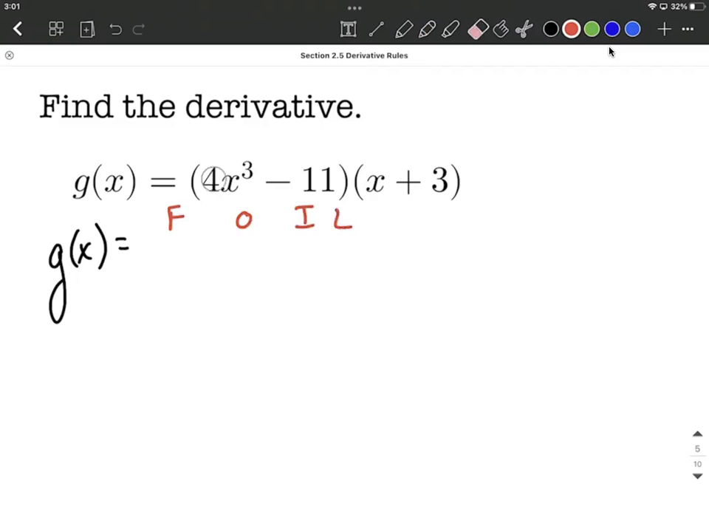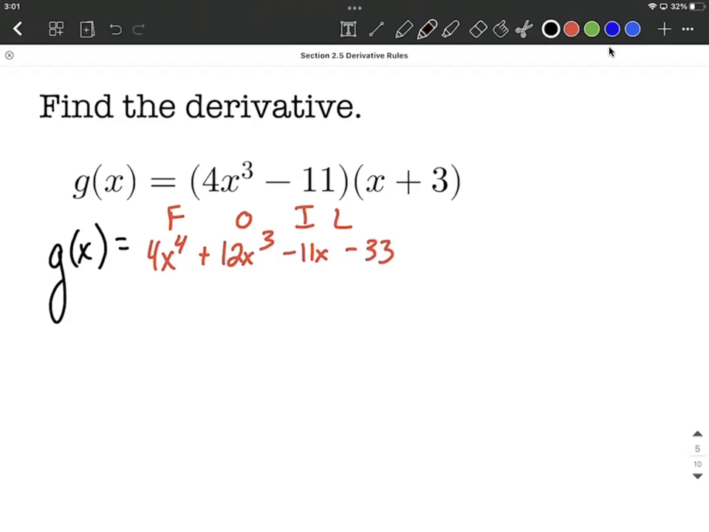As we multiply our first together, we get 4x cubed multiplied by x, so in that place we could put 4x to the fourth. Next, we have outer, so 4x cubed times 3. That's going to make plus 12x cubed. Inner, negative 11 times x is negative 11x. And finally, lastly, we have negative 11 times positive 3, which is negative 33.